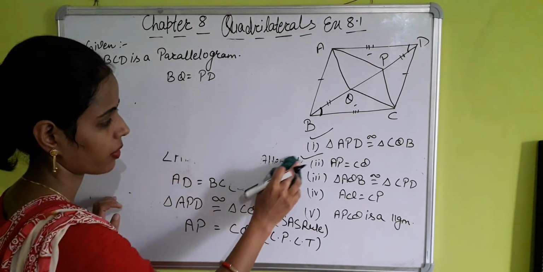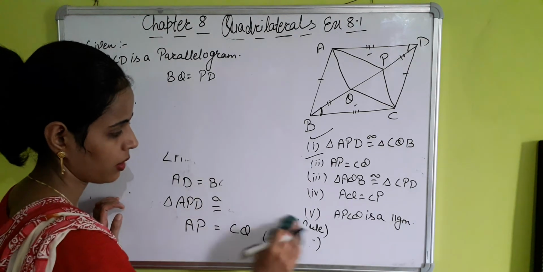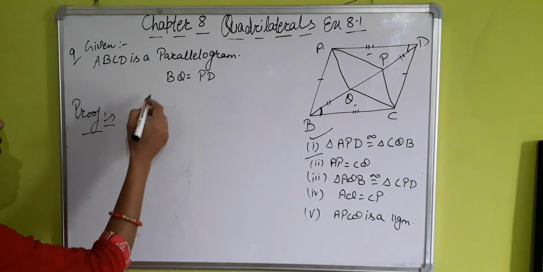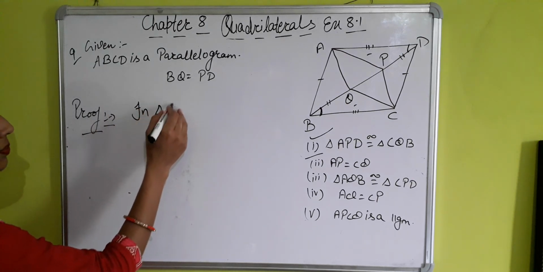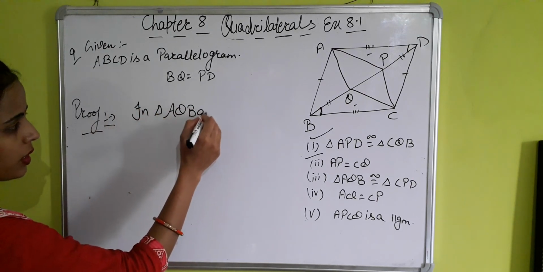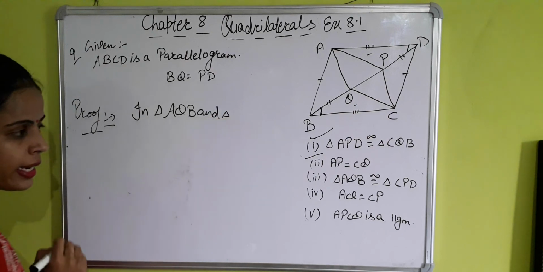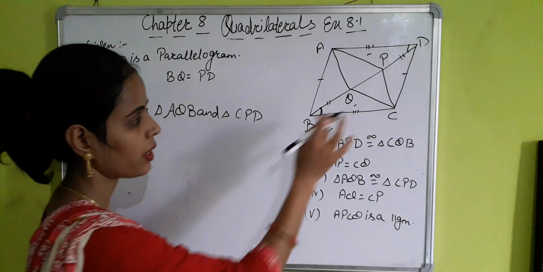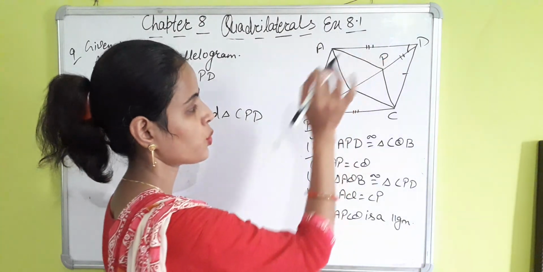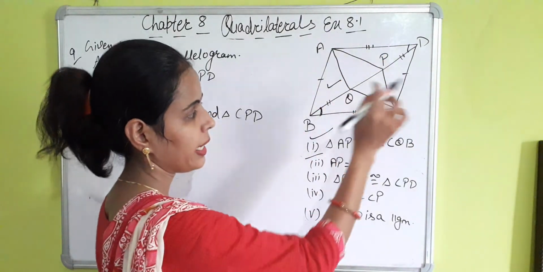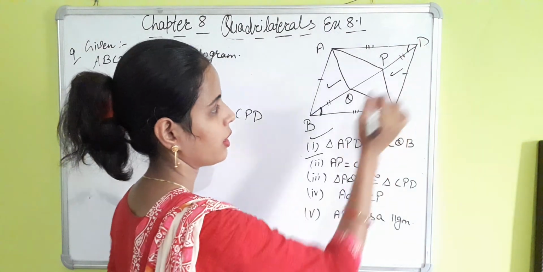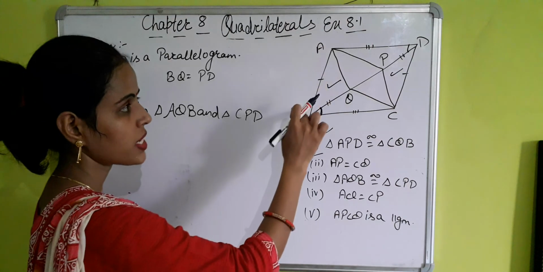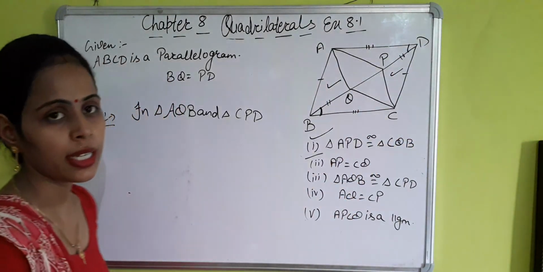Triangle AQB and triangle CPD. These two triangles AQB and triangle CPD. In these two triangles, AB side equals to DC.